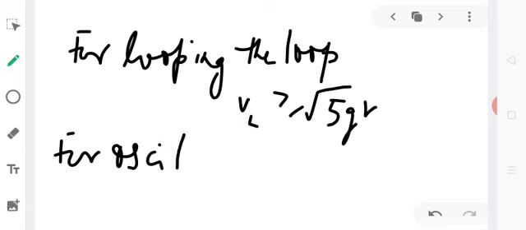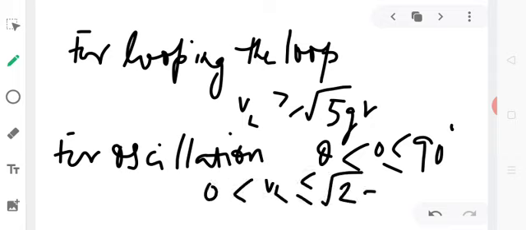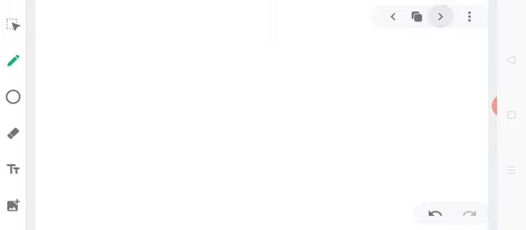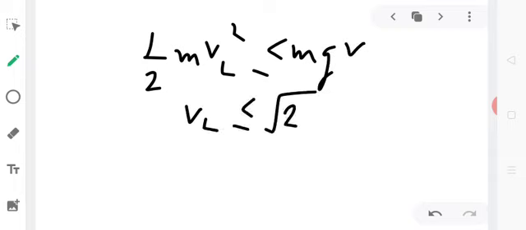For oscillation, that is theta greater than 0 and less than or equal to 90 degrees, this equation should be satisfied. This follows from energy conservation actually. Half m VL square is less than or equal to mgr, so VL should be less than or equal to root over 2gr. So obviously velocity becomes 0 before tension vanishes. That is why the body oscillates.